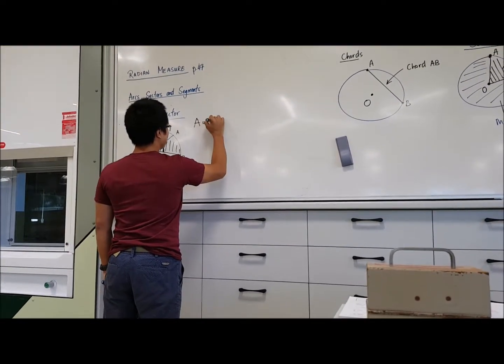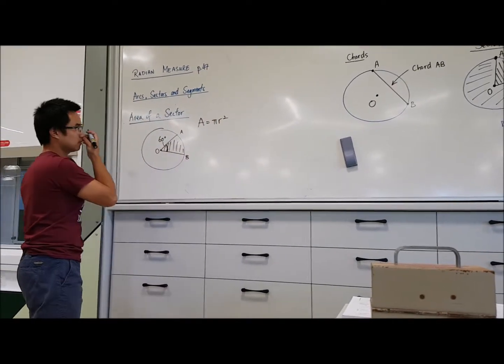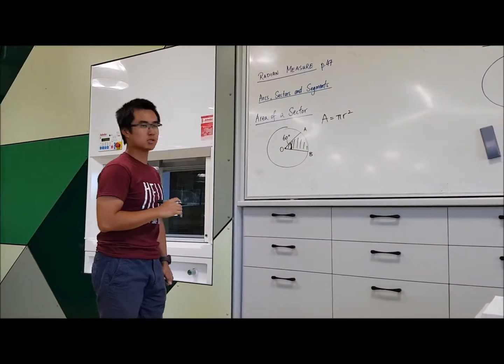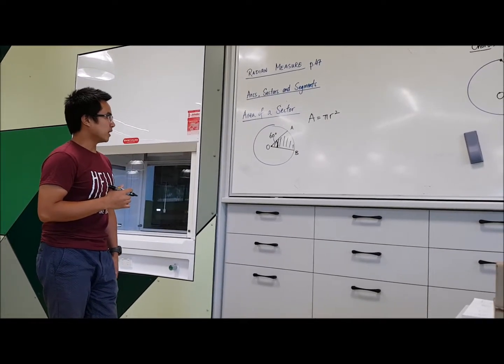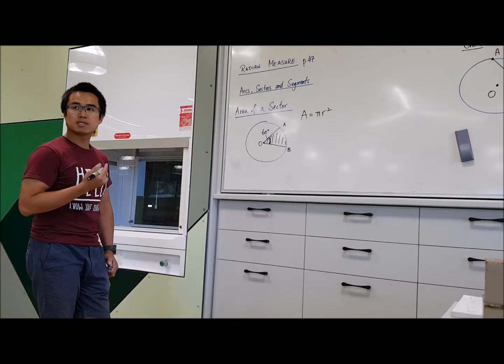Pi r squared. That's a full circle. But if I just want the minor sector, AOB, I know the angle inside is 60 degrees.